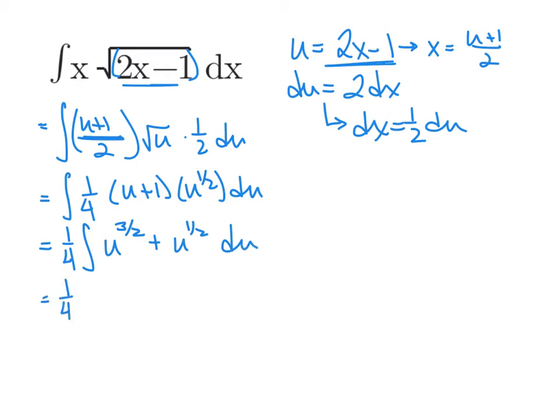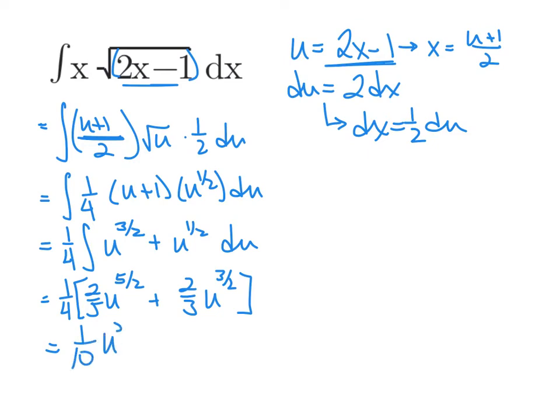Now, this just goes back to the power rule again, and we integrate along the way. So increase the power by 1, so 5/2, and divide by the power, 2/5. For the next one, u to the 1/2, increase the power by 1, so 3/2, and divide by that power, 2/3. We can distribute that 1/4 inside, and we will get 1/10 u to the 5/2, and 1/6 u to the 3/2, plus c, of course.